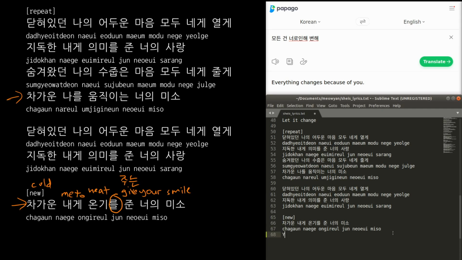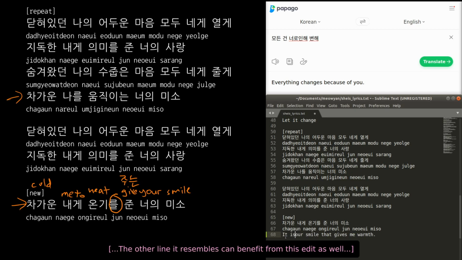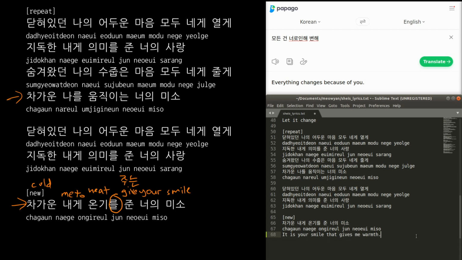Your smile that gives me warmth. 차가운 내게 온기를 준 너의 미소. I guess for us it would make more sense to say it is your smile that gives me warmth. Gives it a nice touch.